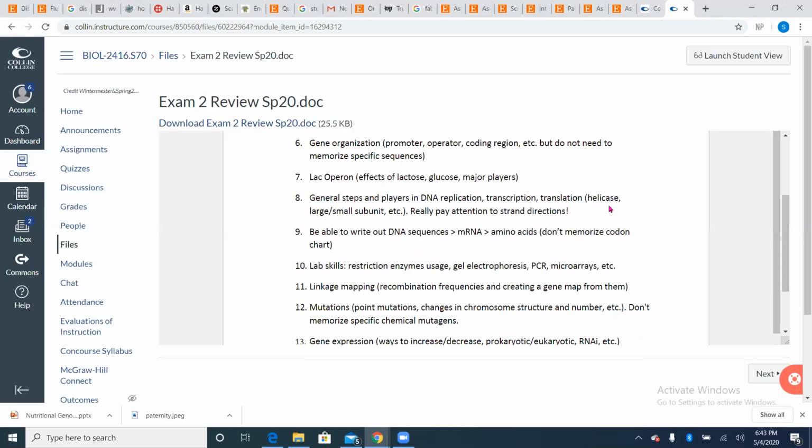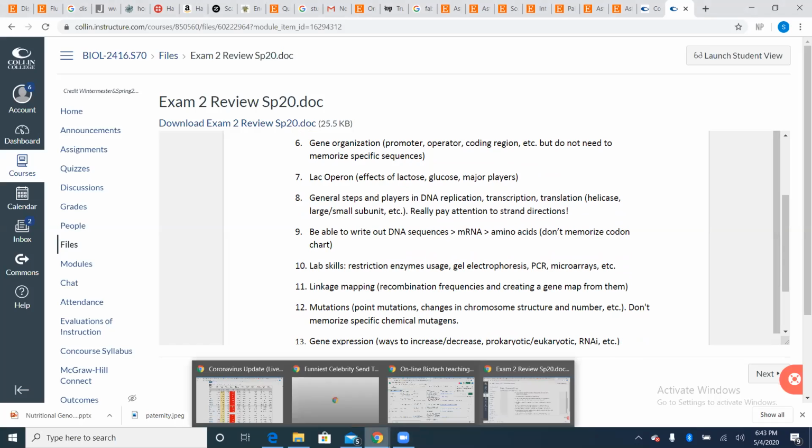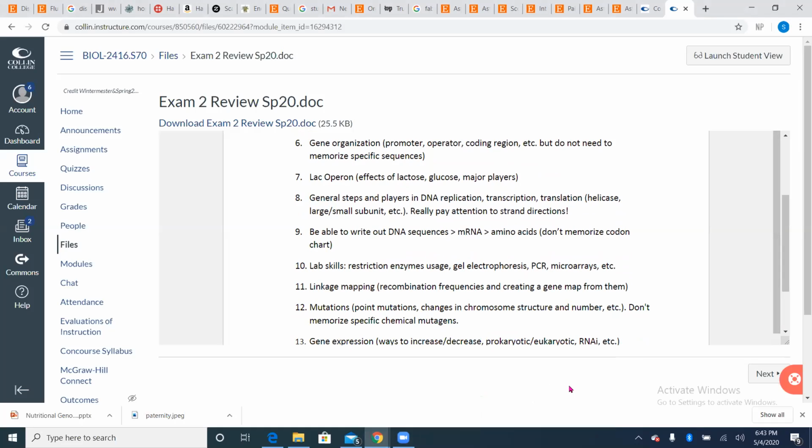So gene organization, this was just what was on there from last time. Promoter, operator, coding regions, etc. Don't memorize the specific sequences, like don't go TA, TA, TTC, that kind of thing. But you should know the general idea of how a gene is set up. So let's see, for the reminder, there we go.